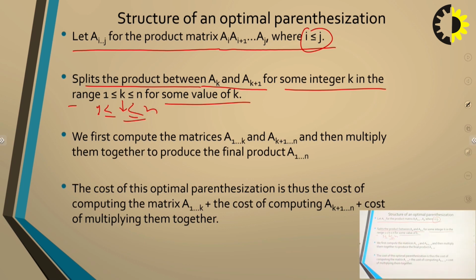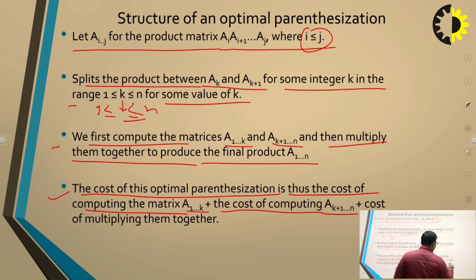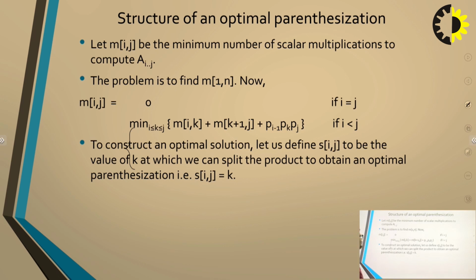Then first compute the matrices A1 to Ak and Ak plus 1 to n, then multiply them together to produce the final product A1 to n. Next, the cost of this optimal parenthesization is thus the cost of computing the matrix A1 to k, plus the cost of computing matrix Ak plus 1 to n, plus the cost of multiplying them together. So here we will use the structure of an optimal parenthesization.